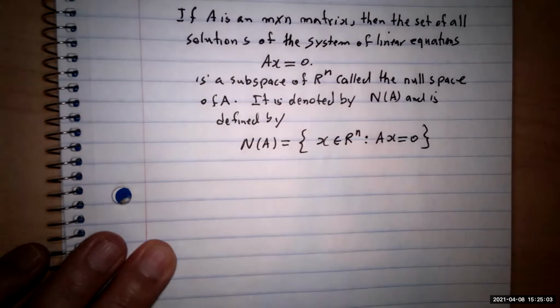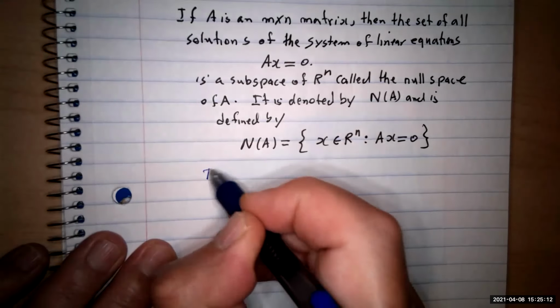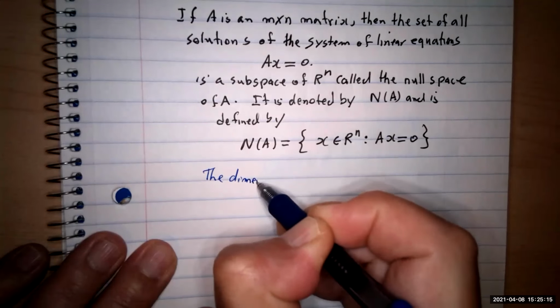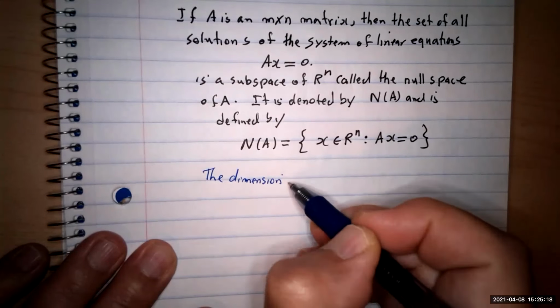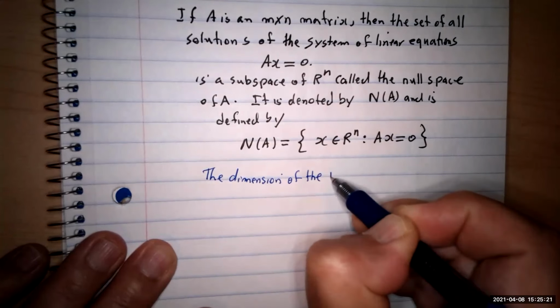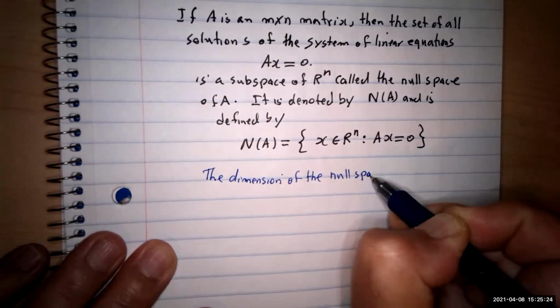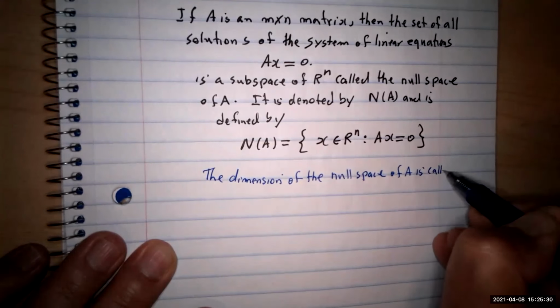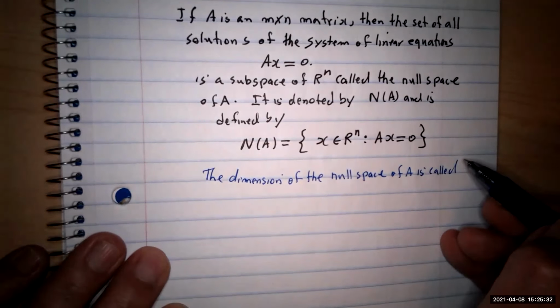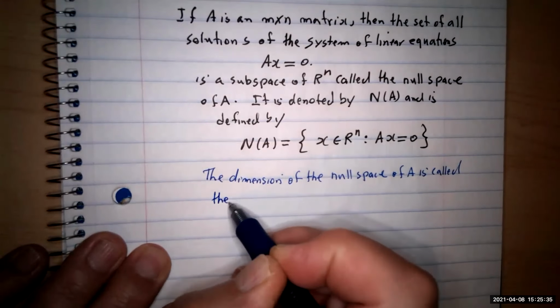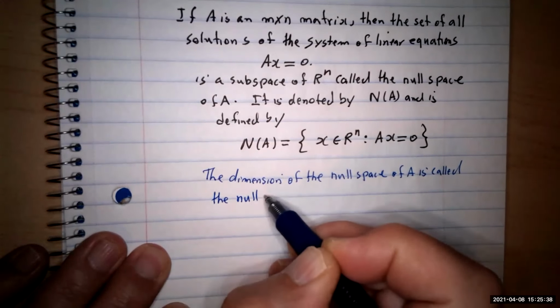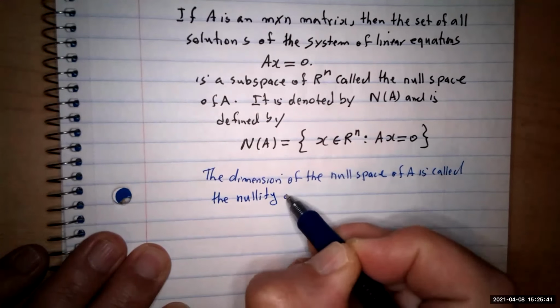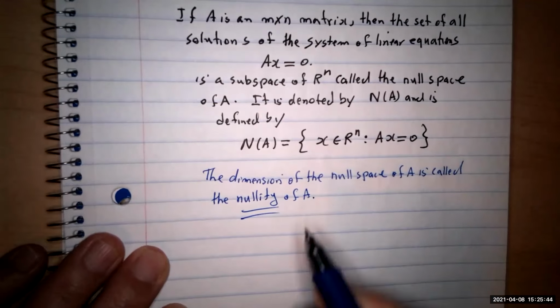You know that each subspace has a dimension. This dimension is going to be a number, and that number is called the nullity of A. The dimension of the null space of A is called the nullity. Nullity of A, it's going to be a number.